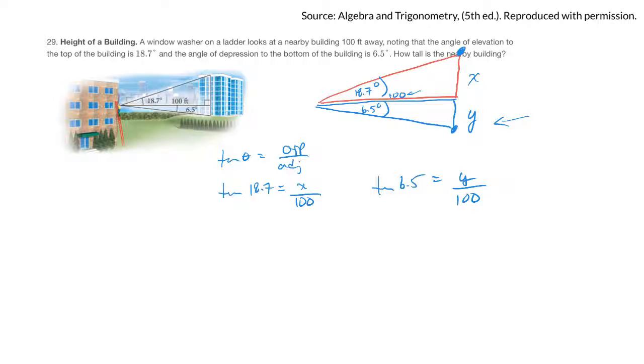And then they want to know the whole building, the whole height. So when you solve for x here, that'll give you this distance. When you solve for y here, that'll give you this distance in there. So all you have to do is add at the end x plus y, and that'll give you the height of the building.